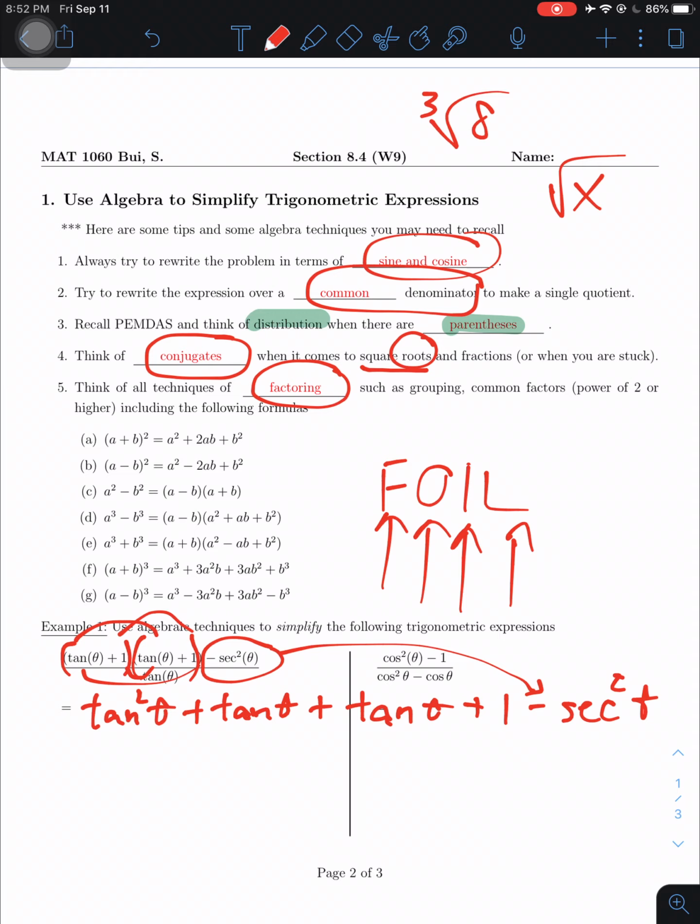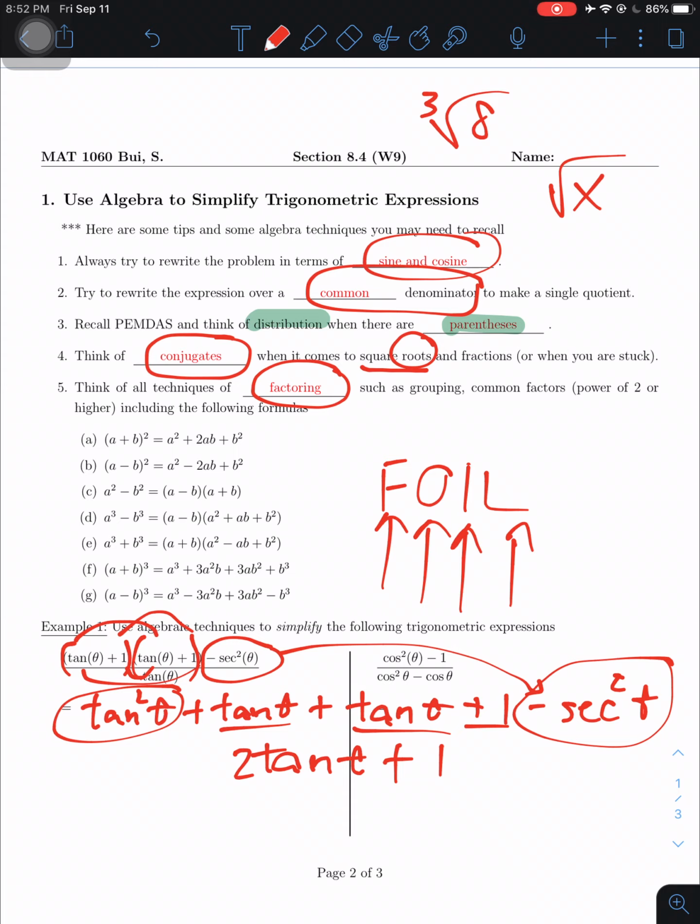Let's see. We have some like terms in here, right? Like this one is tangent and this one is not a tangent, right? So that means that we're gonna have two tangents. So these two come out together and we're gonna get 2 tangent theta plus 1 because there's no other number in there. We have a secant square and we also have a tangent square, right?